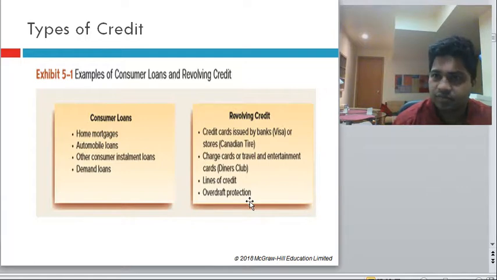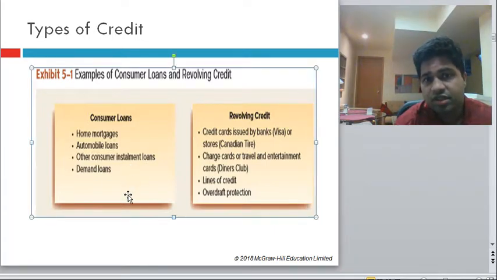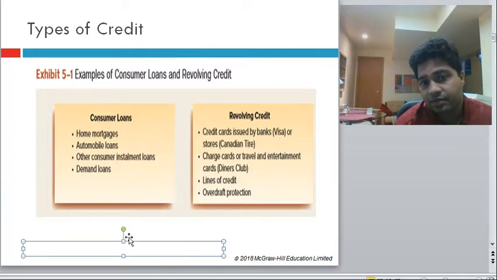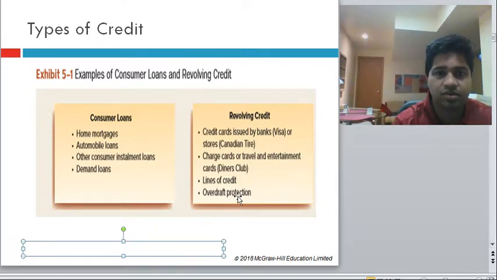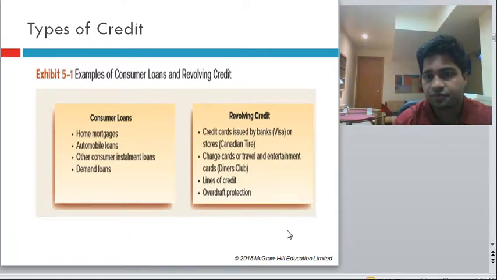Housing loan, it's very evident. You buy a house, you take a big housing loan and you pay EMIs. Automobile loans, you buy a car and you pay installments on it. Consumer installment loans, like you buy a TV or etc. and you take loans. Demand loans are similar to consumer installment loans.